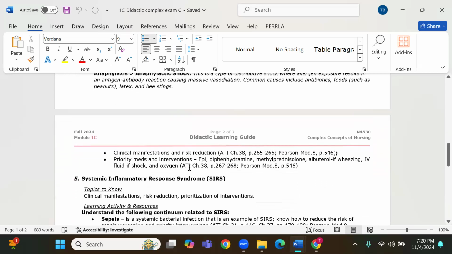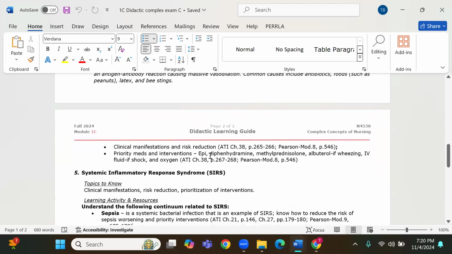manifestations, risk reduction. Oh, look here, priority meds: epi. What is diphenhydramine? Benadryl, right? So those are the two. First of all, you give an EpiPen. I wish I had mine here. I do carry one, and you can inject epi through somebody's jeans, through their actual pants. We don't have time for somebody to take their pants off. We give it in the upper thigh. So epi and diphenhydramine are two of the really important drugs we're going to give.